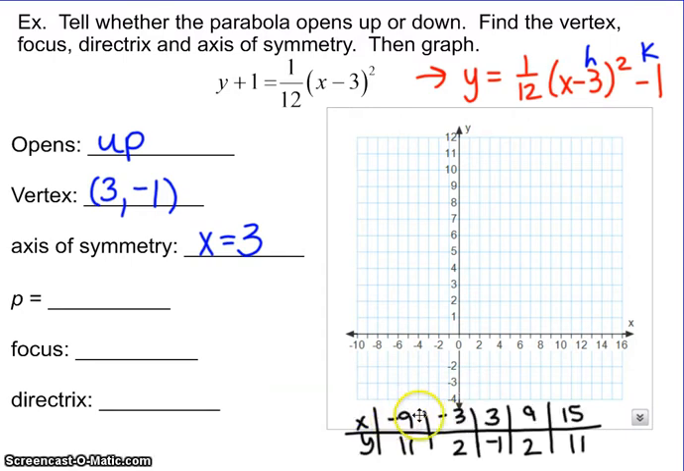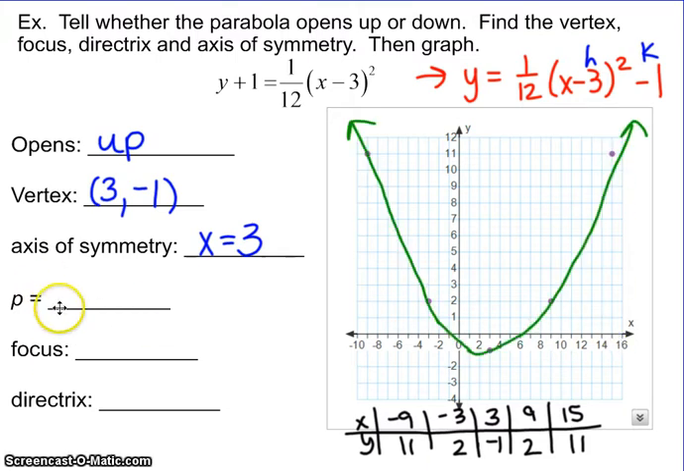Now you'll notice here that my x values, I started at 3, but when I went up to 2 and 1 in the table, I noticed that I started getting decimals. So what I did was I only put the nice whole pretty numbers because those are the ones that are easy to graph. So negative 9, 11, negative 3, 2, 3, negative 1, 9, 2, and 15, 11. So that is our parabola.